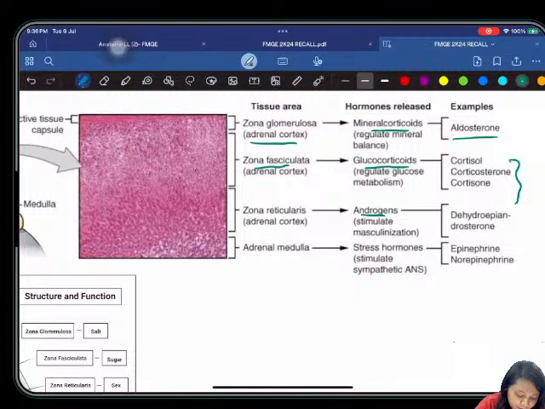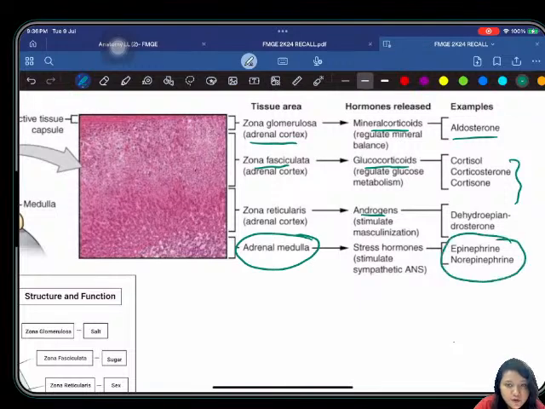And the adrenal medulla will secrete the sympathetic ANS, the stress hormones, that is epinephrine and norepinephrine, or adrenaline and noradrenaline. So if they have given the arrow on the adrenal medulla, then it will be adrenaline and noradrenaline. If reticularis, then androgens. If fasciculata, then glucocorticoid, that is cortisol. And if the arrow is on glomerulosa, that is aldosterone.